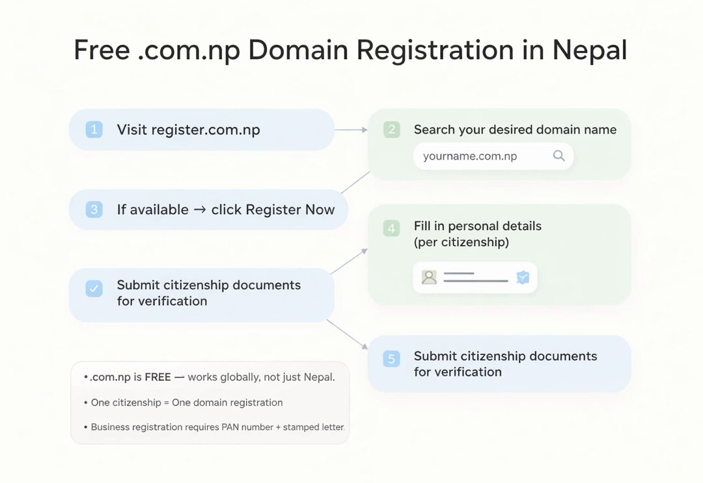You'll need to fill in your details according to your citizenship card and submit the required documents. Your application might get rejected if documents are incomplete, so be thorough. One citizenship allows one free registration. If you're registering for a business, you need a business number and a stamped letter on company letterhead; the domain is managed by Mercantile, which operates under the Nepali government.